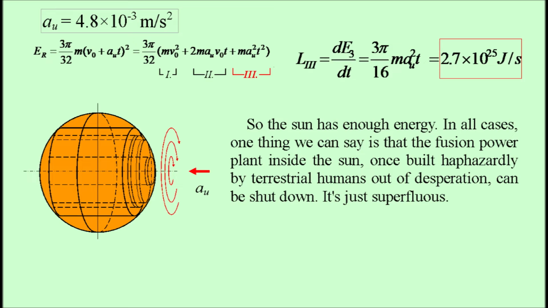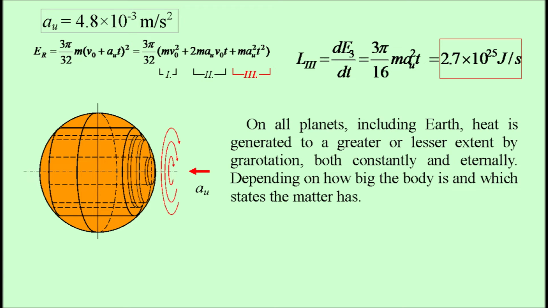In all cases, one thing we can say is that the fusion power plant inside the Sun, once built haphazardly by terrestrial humans out of desperation, can be shut down. It's just superfluous. On all planets, including Earth, heat is generated to a greater or lesser extent by grarotation, both constantly and eternally, depending on how big the body is and which states the matter has.